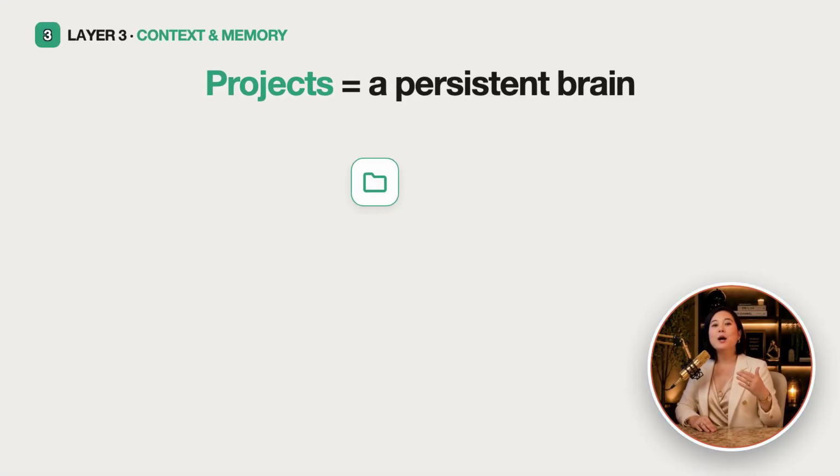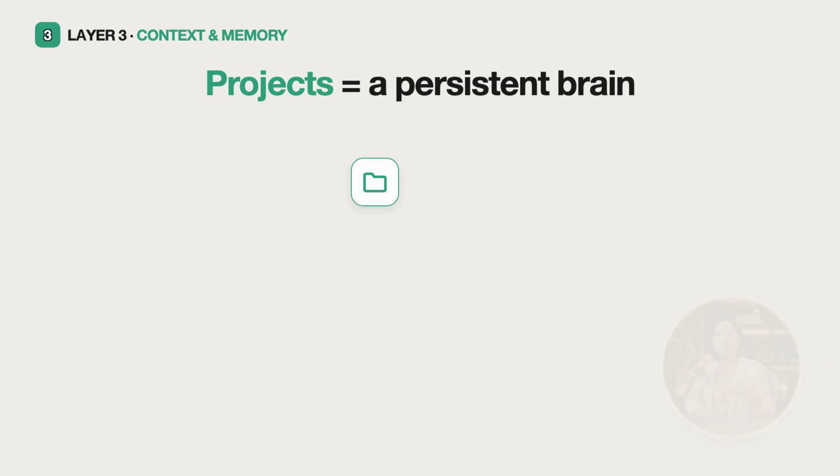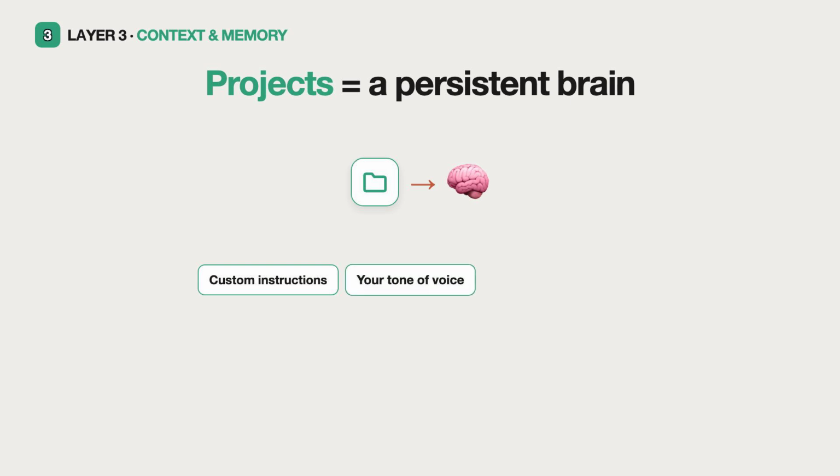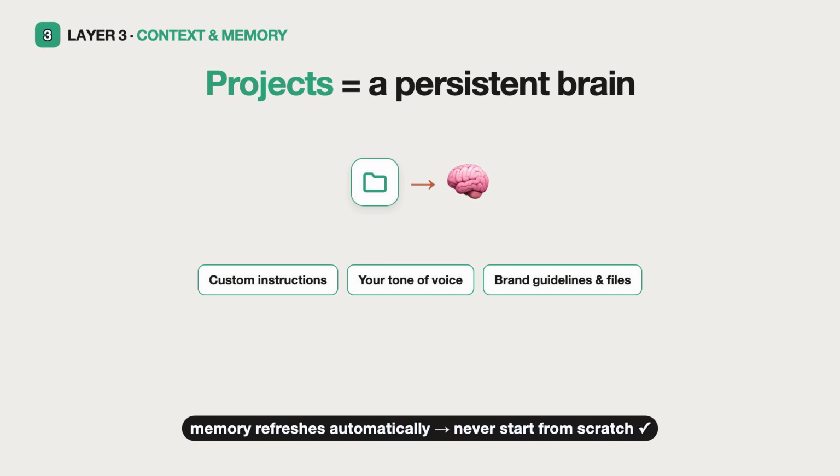At the heart of it are projects. A project takes a really simple idea, a folder for your chats, and turns it into a persistent brain for your work. Inside you load custom instructions, your specific tone of voice, and you upload files, your brand guidelines, last month's campaign results. So you open your Scent Nation project, and Claude already knows your products, your tone, your numbers. You never re-explain a thing, and that context refreshes automatically every time you open it. You never start from scratch again.